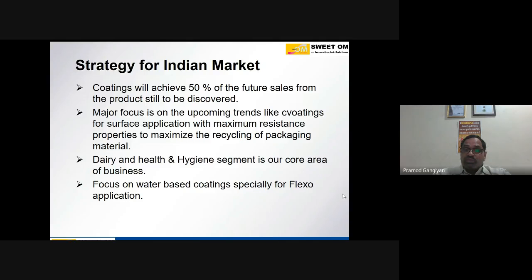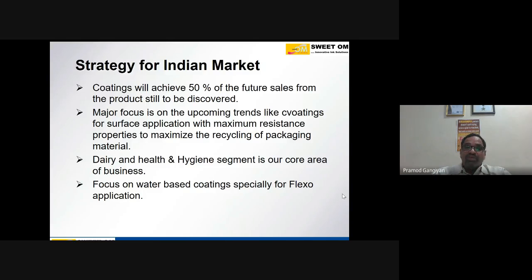Focus on water-based coatings, especially for flexo applications. Like I already introduced, this is coming up in a big way. Recently, I'm not supposed to discuss this here, since no industry is present, but for the interest of students and academics, I'm disclosing it. Even Amazon and Flipkart are coming up with their paper bags. Whatever articles you are getting in plastic bags as of now, it is already half banned, and there is a big focus to convert everything into paper bags.